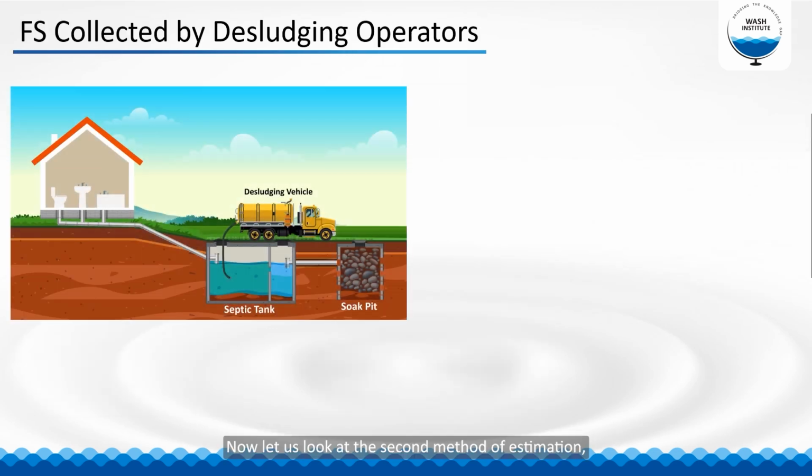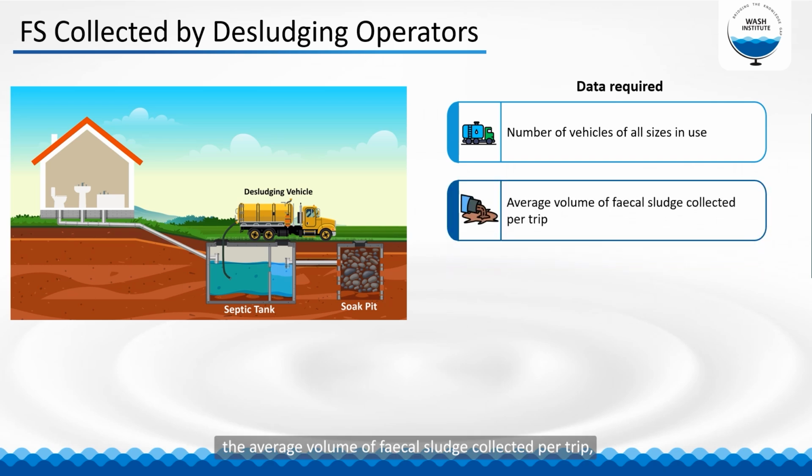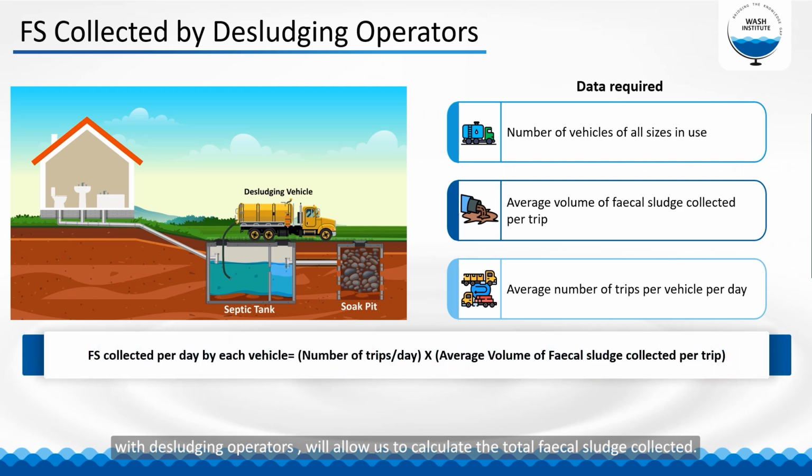Now, let us look at the second method of estimation through fecal sludge collected by desludging operators. We need to gather data on the fecal sludge collected by desludging operators, which includes the number of vehicles of each size in use, the average volume of fecal sludge collected per trip, and the average number of trips completed per vehicle per day by all service providers. This information obtained from in-depth interviews with desludging operators will allow us to calculate the total fecal sludge collected.